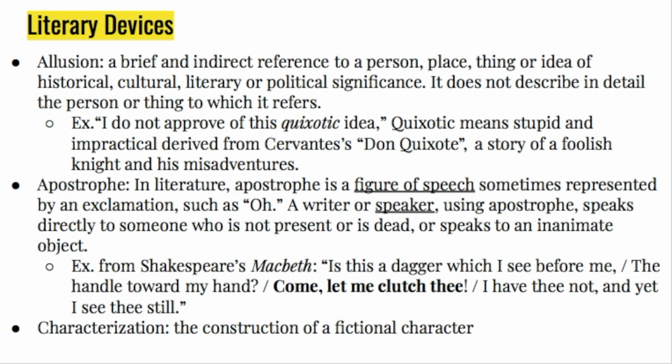So an apostrophe. We have the actual apostrophe, which is a type of punctuation, but it is also a figure of speech, sometimes represented by an exclamation. And so when you use apostrophe, they're speaking to someone who is not present or is dead, or they're speaking to an inanimate object. So in Macbeth, this character is talking to a dagger, which is apostrophe.